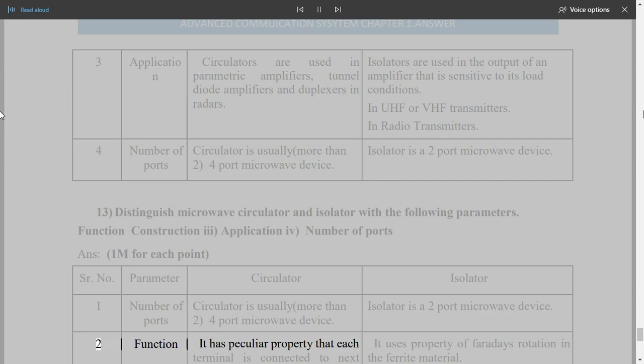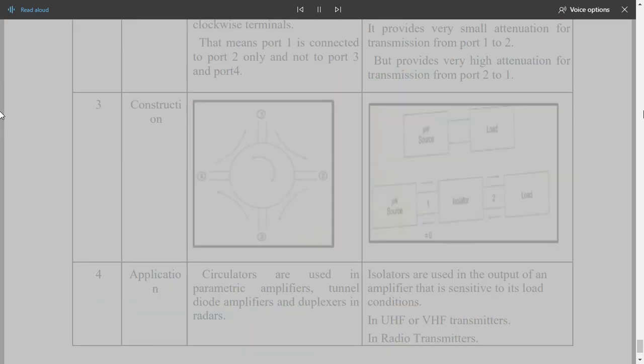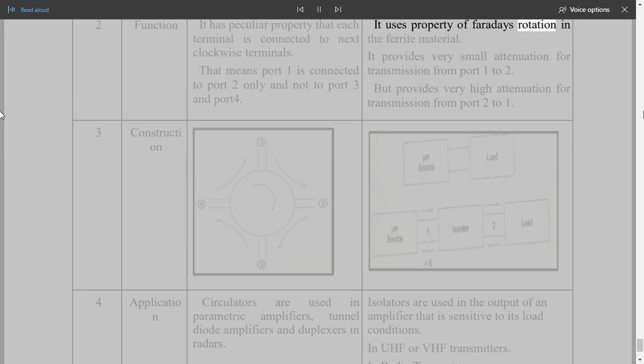2. Function. It has the peculiar property that each terminal is connected to the next clockwise terminal. That means port 1 is connected to port 2 only and not to port 3 and port 4. It uses the property of Faraday's rotation in the ferrite material. It provides very small attenuation for transmission from port 1 to 2, but provides very high attenuation for transmission from port 2 to 1.